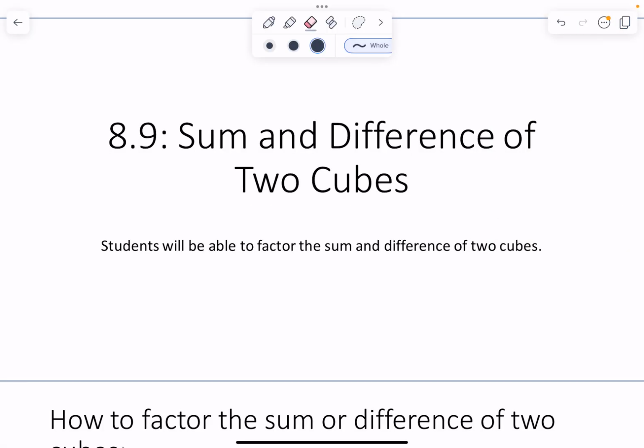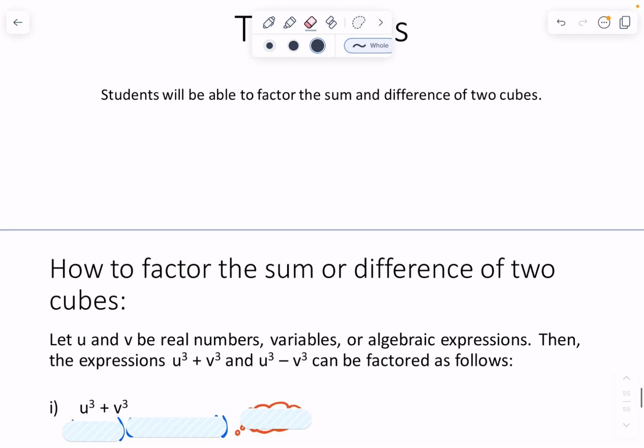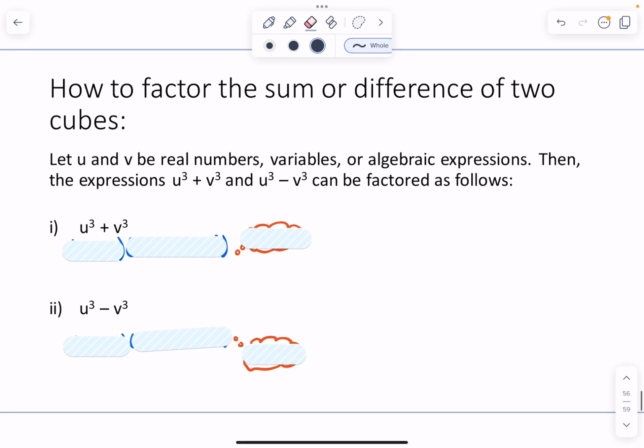Okay, 8.9, sum and difference of two cubes. You guys will be able to factor the sum and difference of two cubes. So this is the last lesson with factoring. All right, how to factor the sum or difference of two cubes.